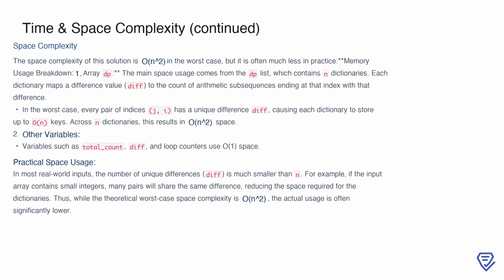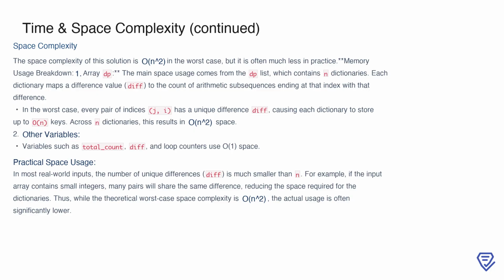The space complexity of the solution is O(n squared) in the worst case, though actual memory usage is often much lower in practice. The primary contributor to this complexity is the dp array, which consists of n dictionaries. Each dictionary maps a difference value, diff, to the count of arithmetic subsequences ending at a particular index with that difference. In the worst case, every pair (j, i) might have a unique difference, leading to up to n keys per dictionary. When multiplied across all n dictionaries, this results in O(n squared) space. Additional variables like total_count, diff, and loop counters use constant space, or O(1).